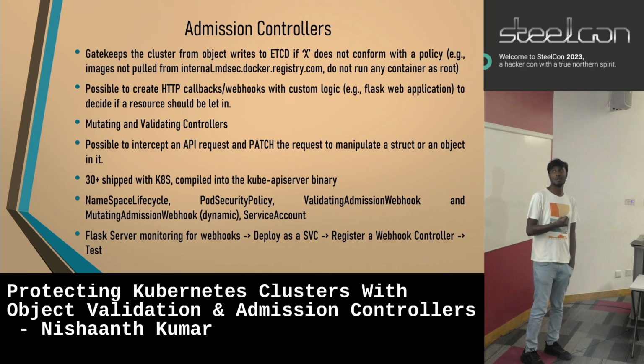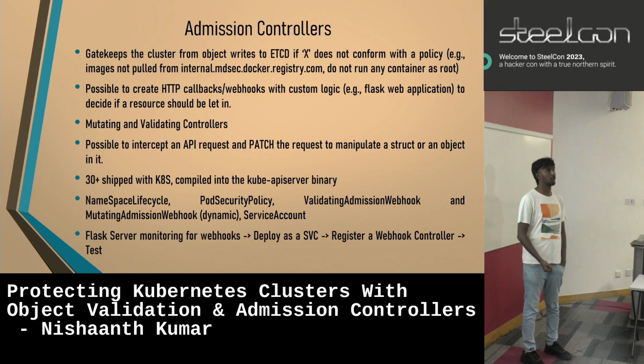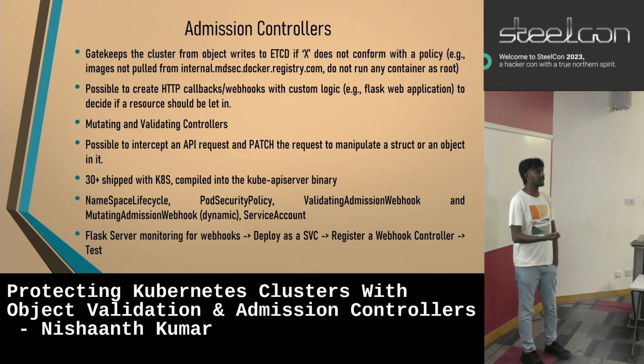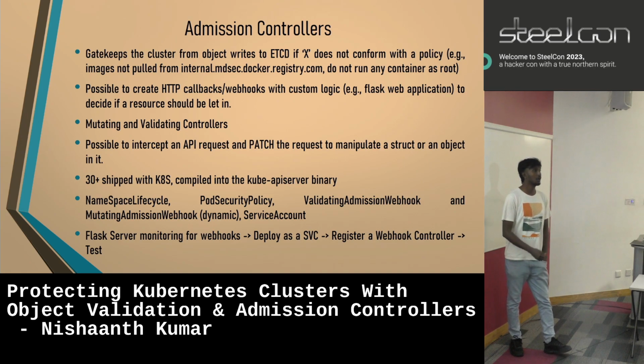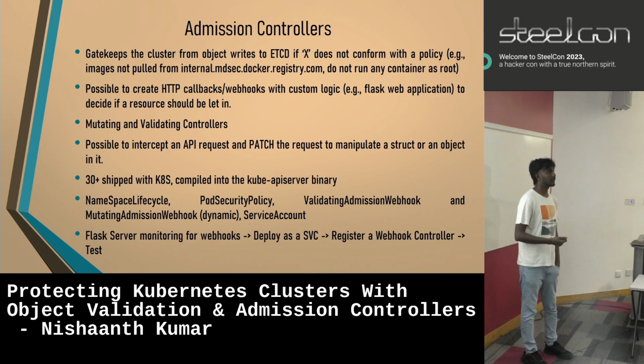Controllers are basically two types, validating and mutating. Validating just validates the condition. Say, I don't want images from anywhere apart from docker.io. You can write a rule for that. And if someone in the cluster tries to pull images from a different registry, like an internal registry or something else, the admission controller is going to say you can't do that because you can only pull images from docker.io.